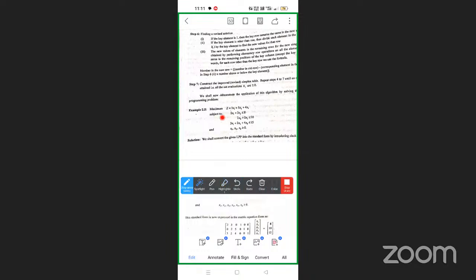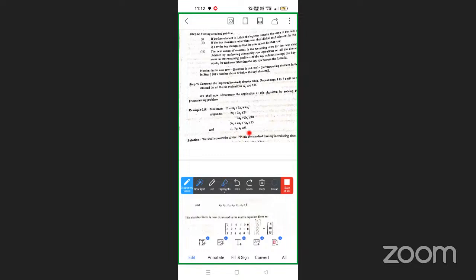So example 2.5, maximize z = 3x1 + 5x2 + 4x3, subject to the constraints 2x1 + 3x2 ≤ 8, 2x2 + 5x3 ≤ 10, 3x1 + 2x2 + 4x3 ≤ 15, and all x1, x2, x3 ≥ 0.